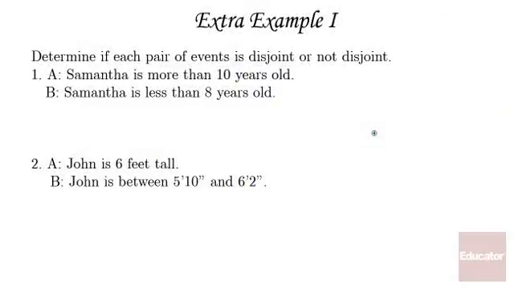So determine if each pair of events is disjoint or not disjoint. The first one, statement A: Samantha is more than 10 years old. Okay, that means she could be 11, 12 years old, 13, 20, 30. She's older than 10. Then statement B: Samantha is less than 8 years old. Well, she can't be older than 10 and less than 8, right? So this is not possible. This would be disjoint.